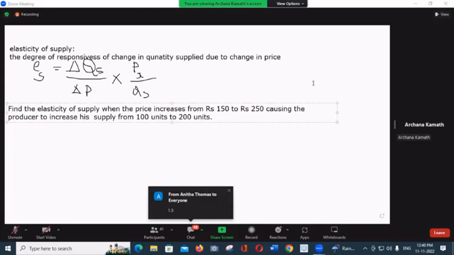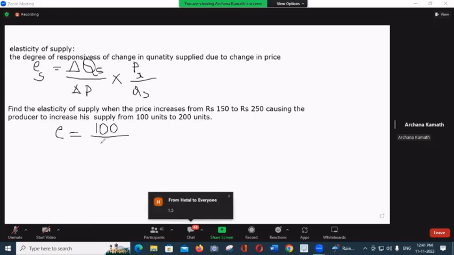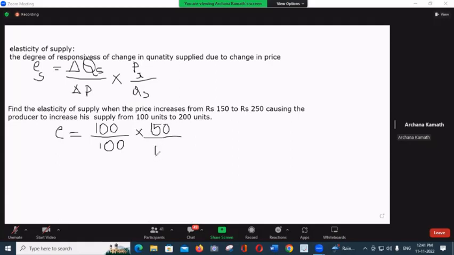Okay, so it's a direct question. Elasticity is equal to change in quantity of 100 units. Increment of 100 to 200 and 150 to 250. So price has also increased by the same 100 rupees, right? Into initial price, which is 150, and initial quantity is 100. So 150 by 100, which is 3 by 2, 1.5.